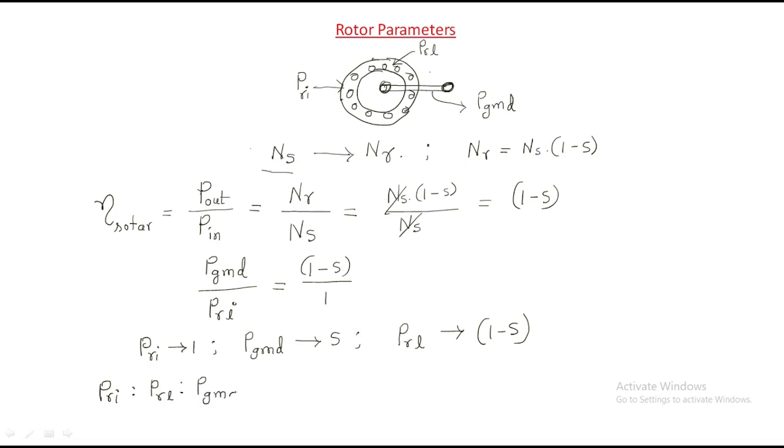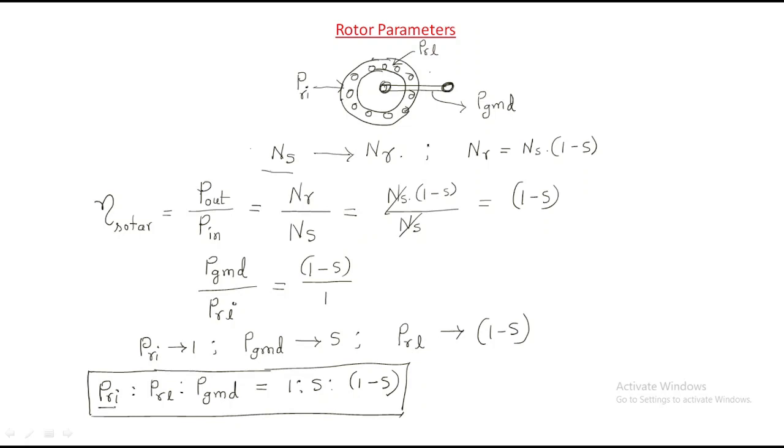Output is different from gross mechanical power developed, but we will include some points. Rotor input, rotor loss and rotor gross mechanical power developed are in the ratio 1 : S : 1 minus S. This is a very important relation between the rotor parameters. What is S here? You know that S is the slip. S is nothing but Ns minus Nr by Ns.